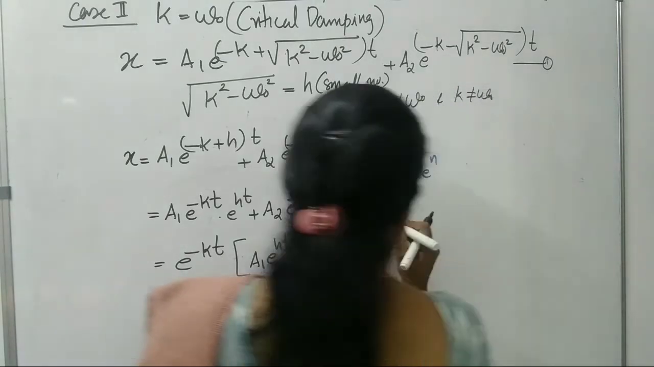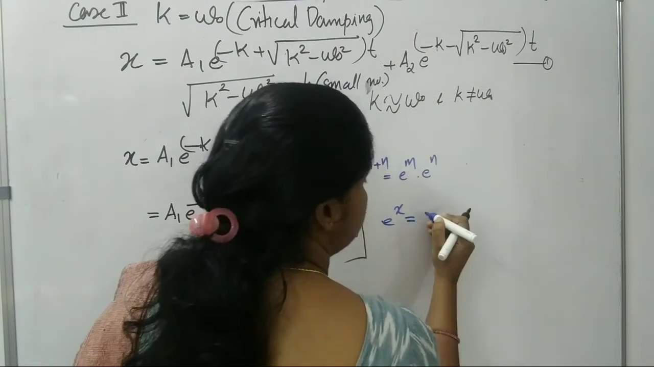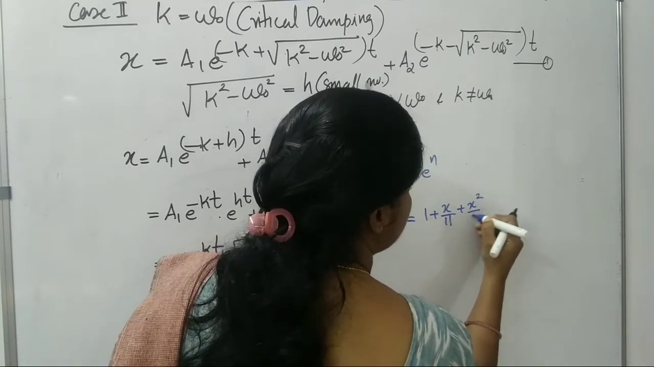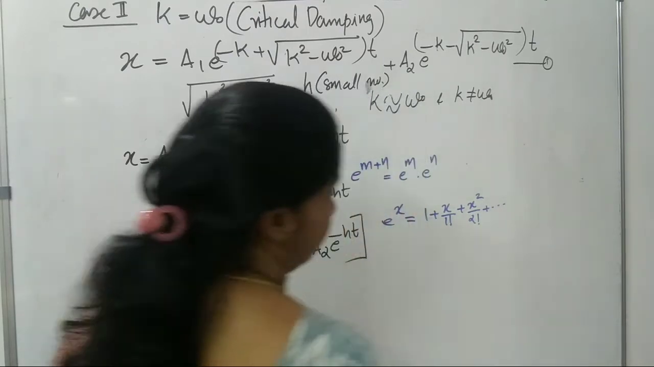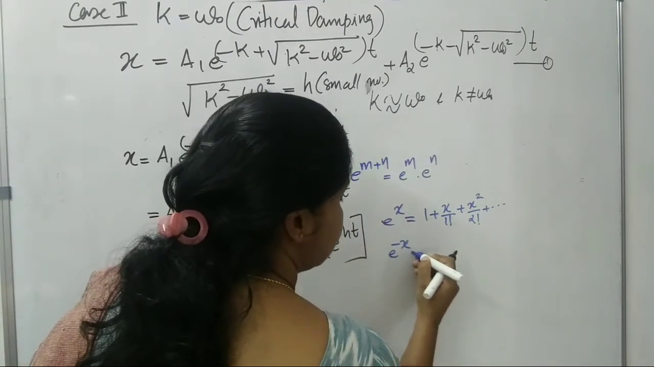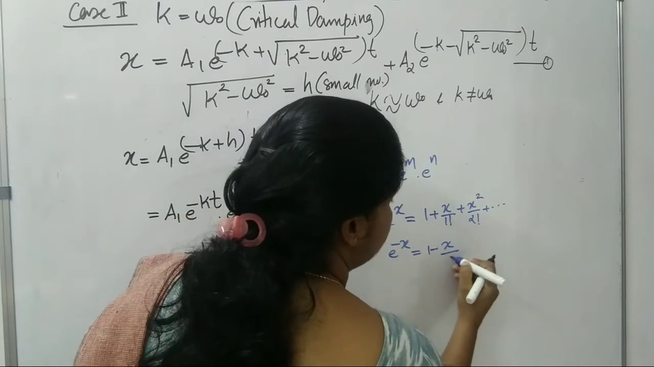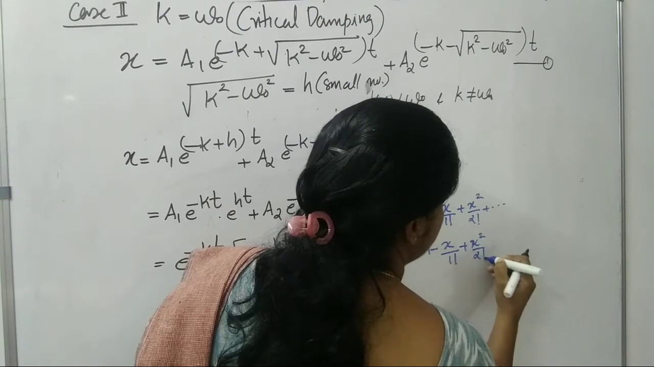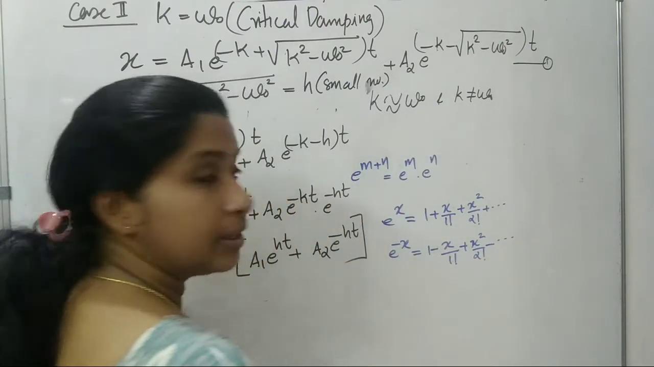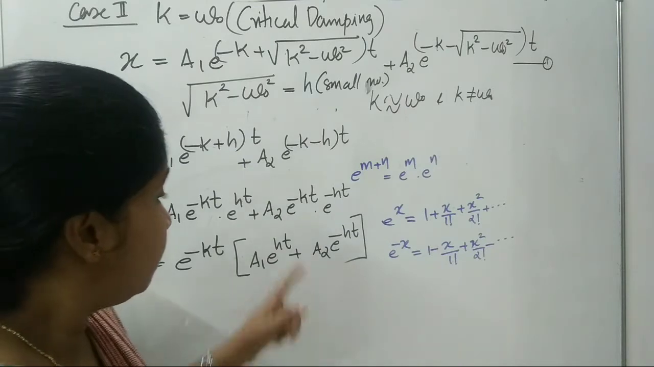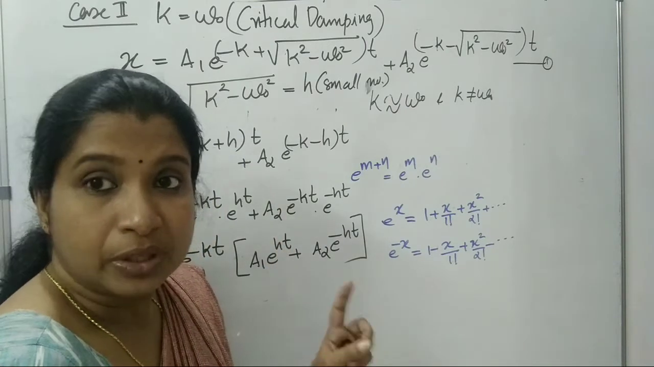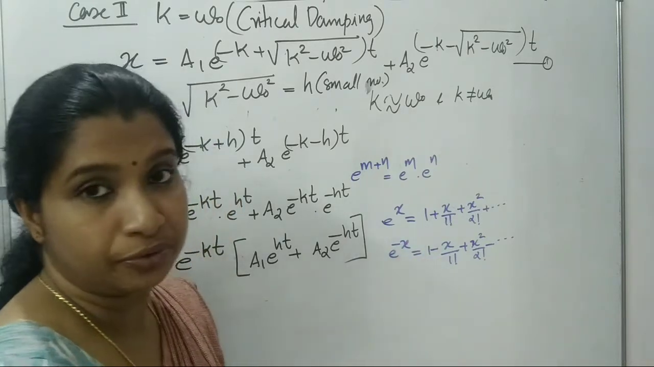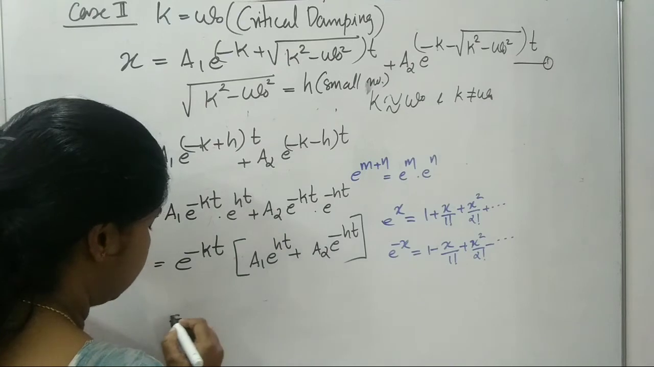We studied e raised to x. What is e raised to x? e raised to x is equal to 1 plus x by 1 factorial plus x square by 2 factorial plus etc. If it is e raised to minus x, the linear series is 1 minus x by 1 factorial plus x square by 2 factorial minus etc. This is the linear series. We know h is a small quantity. So the higher powers of h are very small. So we can neglect the higher powers of h. So we can expand the term.